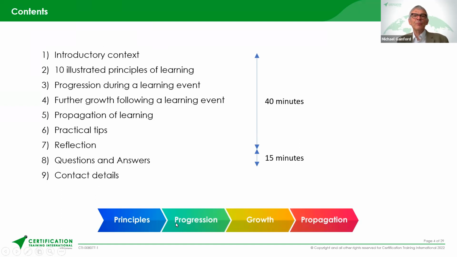Now, the fundamental part of our talk today is based on these four sections: principles, progression, growth, and propagation. You might like to see that as a life cycle for learning. Principles is more about what we learn and how we learn it. Progression is about how much progress we make in our learning. How can we measure our improved maturity in our learning?